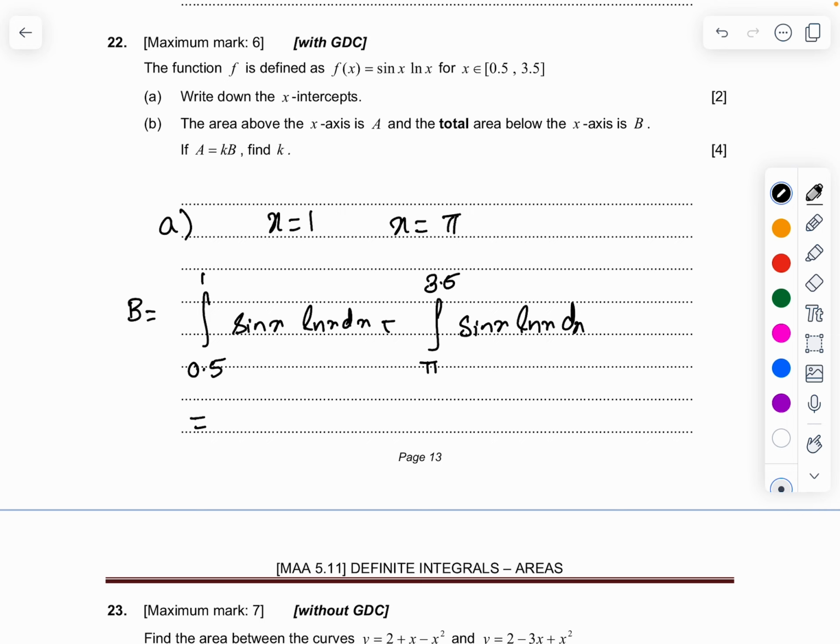So this will be minus of 0.09310 plus 0.07736. It's going to be 0.1704.